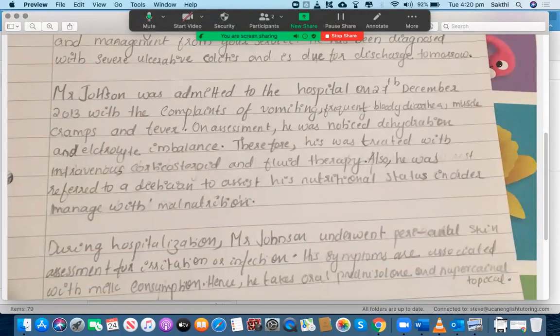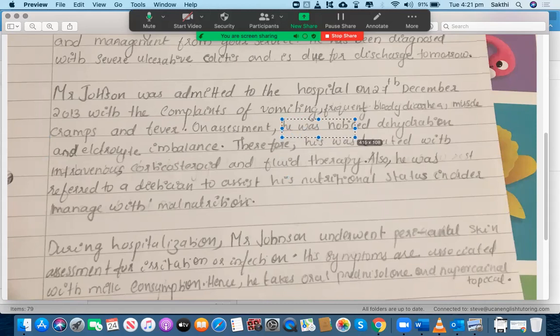That's okay. With the complaints of vomiting, frequent bloody diarrhea, muscle cramps and fever. Okay, good. On assessment, he was noticed. What is this? Dehydration and electrolyte imbalance. He was noticed. Who was noticed? This one doesn't make sense. On assessment, you should have mentioned dehydration and electrolyte imbalance were noticed, were observed.